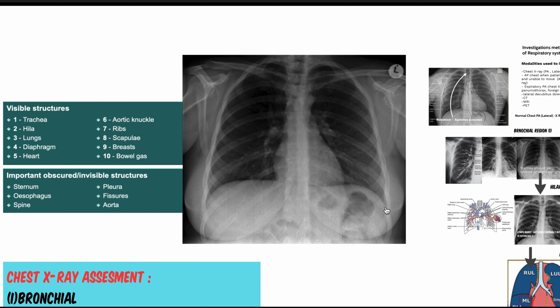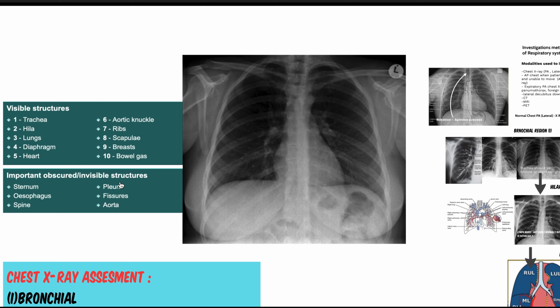mask the costophrenic angles, i.e. the angle at the bottom of the diaphragm, or it can block off the whole of the bottom diaphragm space, leading an inexperienced radiologist to think that it could be some sign of pleural effusion or something like this.